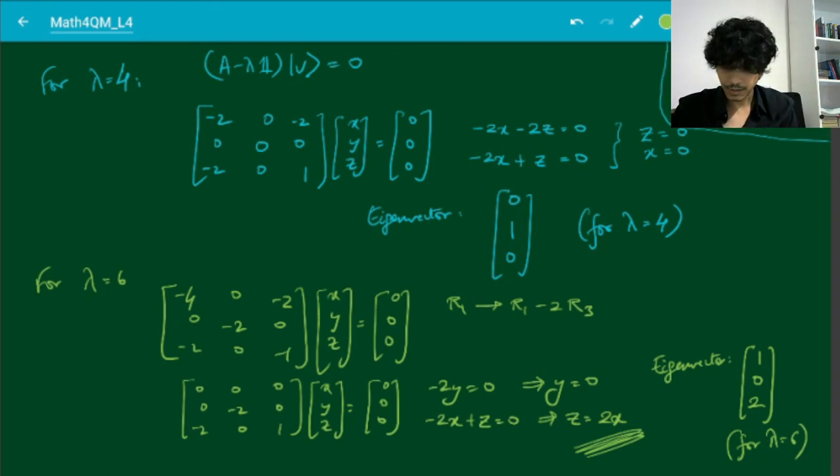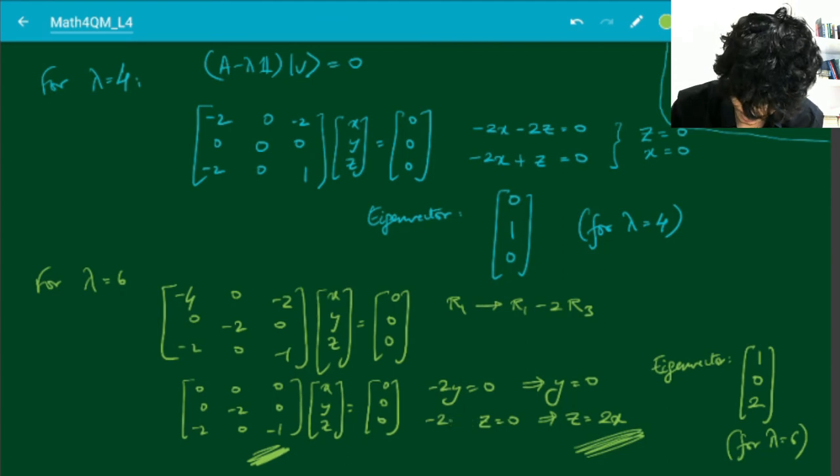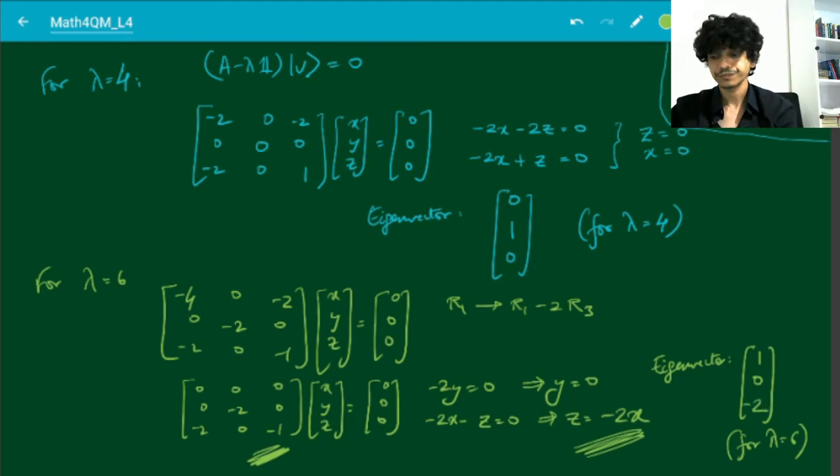Okay, is that... wait, I have made a mistake. Sorry, it's minus 2, 0, minus 1. Over here I made a mistake. So this should have been minus 2x minus z is equal to 0. So z is equal to minus 2x. So if x is 1, z is not 2, z is minus 2. Okay. So we have found the 3 eigenvalues and the corresponding 3 eigenvectors for a 3 cross 3 matrix.